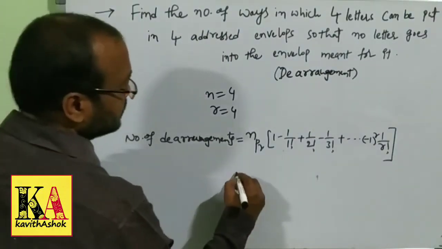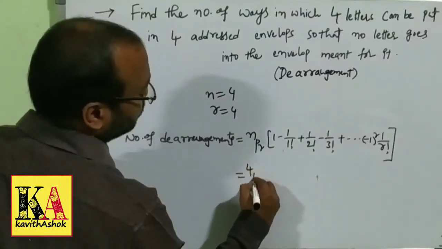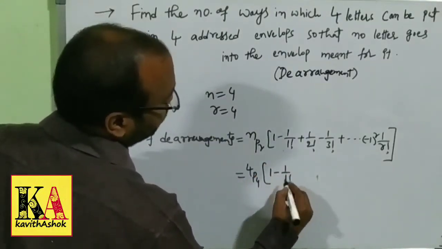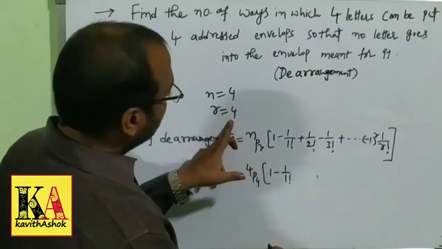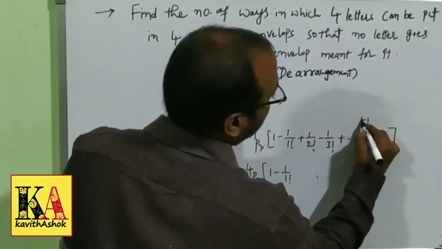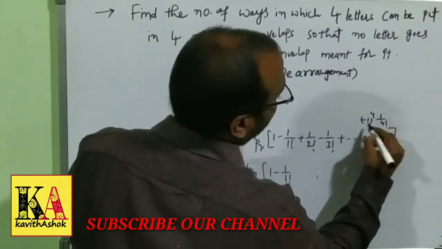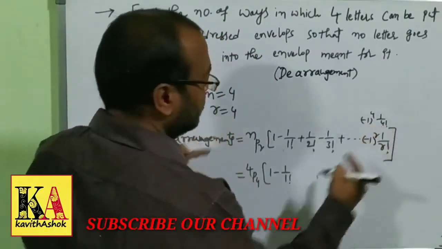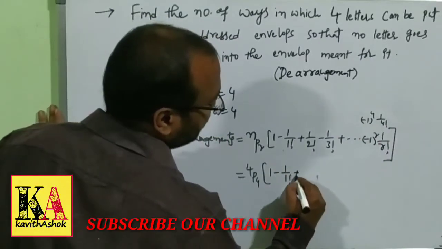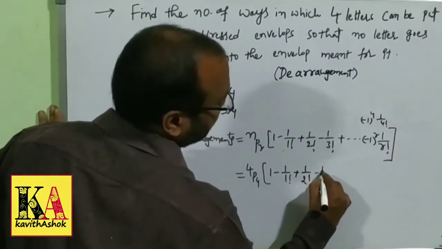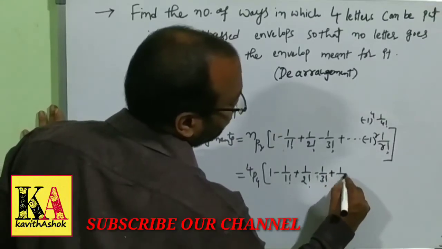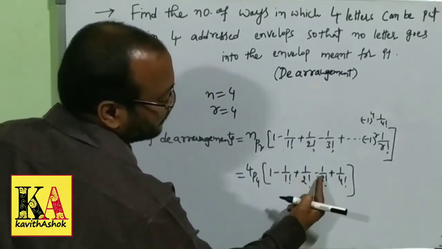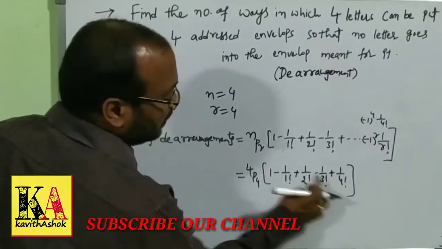This is equal to, n in the sense 4, r is also 4 here. So 1 minus 1 by 1 factorial, and r value 4 in the sense minus 1 to the power 4, 1 by 4 factorial. Minus 1 to the power of 4 is positive, so 1 by 4 factorial we have to write. 1 minus 1 by 1 factorial plus 1 by 2 factorial minus 1 by 3 factorial plus 1 by 4 factorial. Simply alternate plus, minus, plus, minus, up to 4 factorial we have to write.